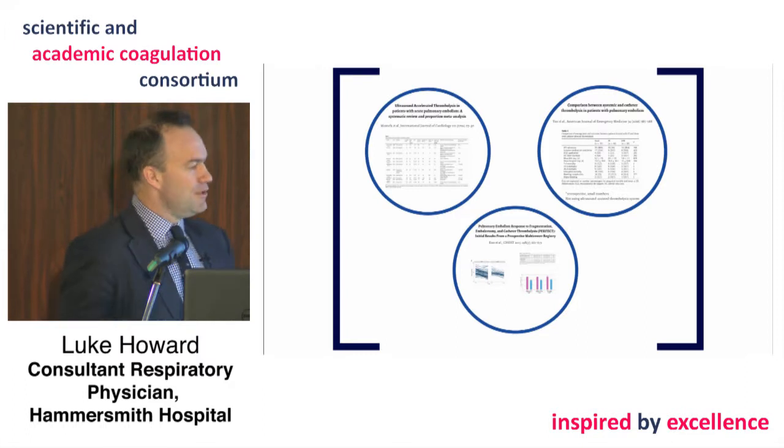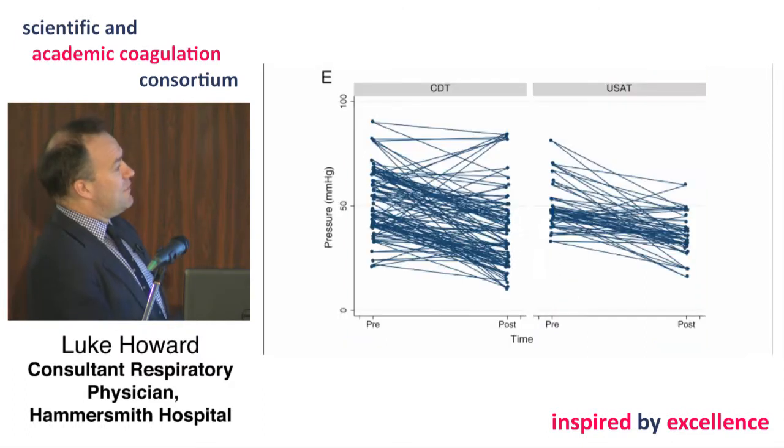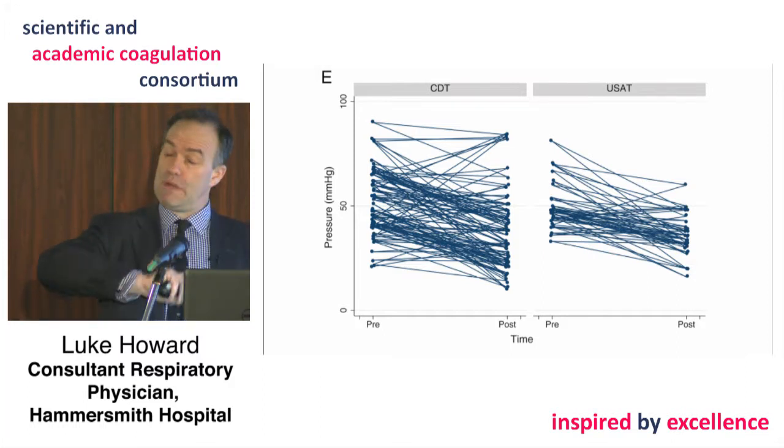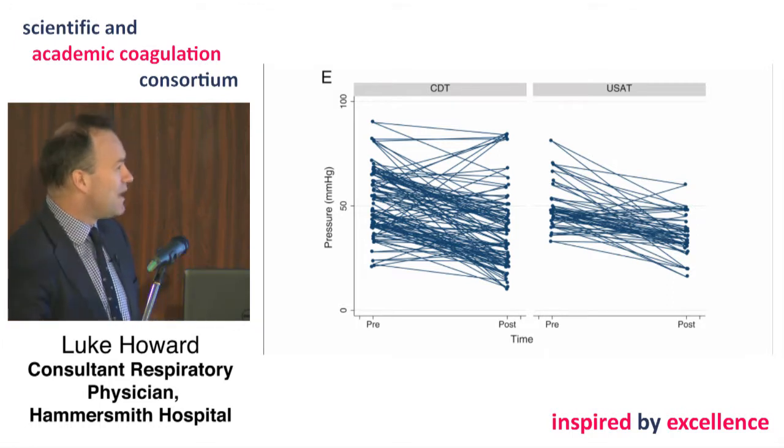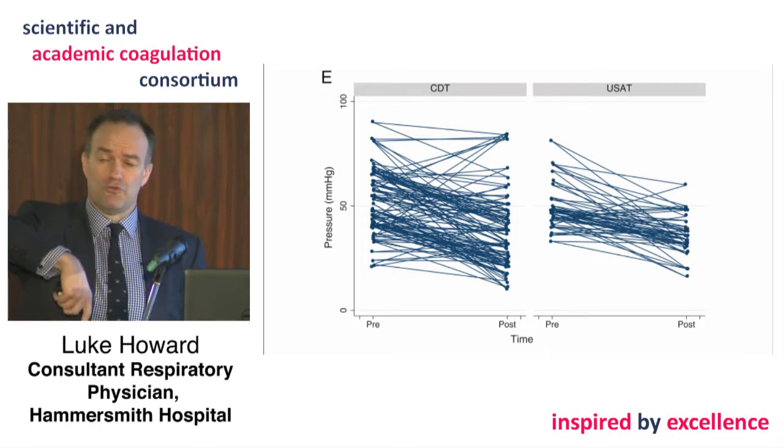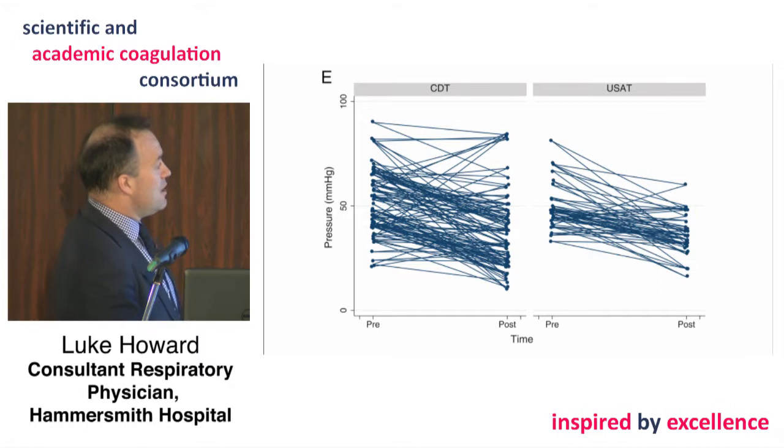I just wanted to show you this, which is that if you look at simple catheter-directed thrombolysis, so you just put a plain catheter in with some side holes in, and you just drip in thrombolysis, you can get a significant drop in the pulmonary artery pressure.